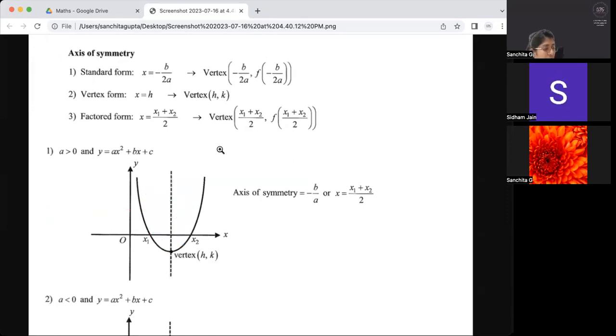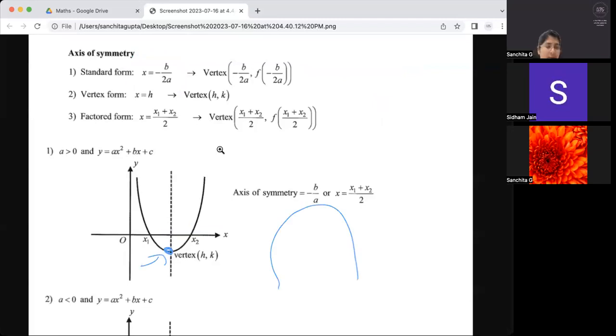Now, my standard form, what was it? Standard form was ax square plus bx plus c. It's very, very important to remember the terms. ax square plus bx plus c, right? So if I'm asked what is the axis of symmetry, it's basically the x coordinate where it cuts the x-axis. Clear? Yes, ma'am. So it is going to be minus b over 2a. In standard form, minus b over 2a, right? I get my x coordinate. Correct? Yes, ma'am.